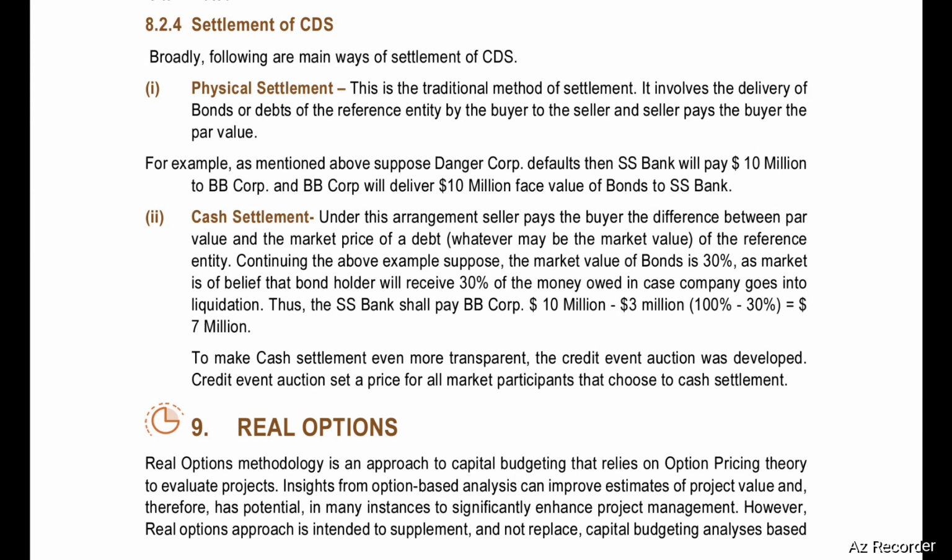30% of 10 million. Next, to make cash settlement even more transparent, the credit event auction was developed. Credit event auction sets a price for all market participants that choose cash settlement.